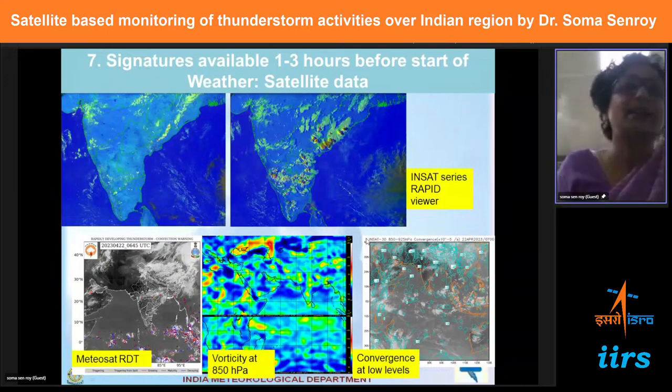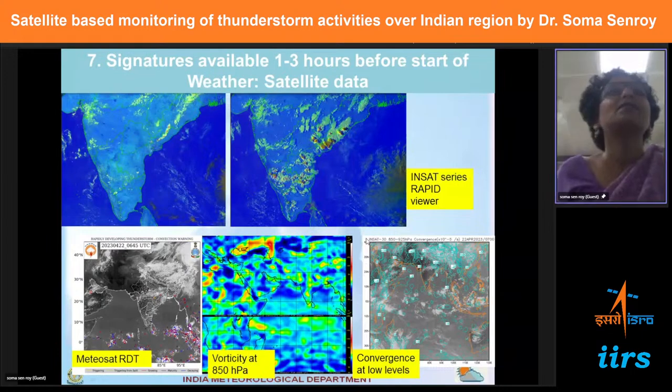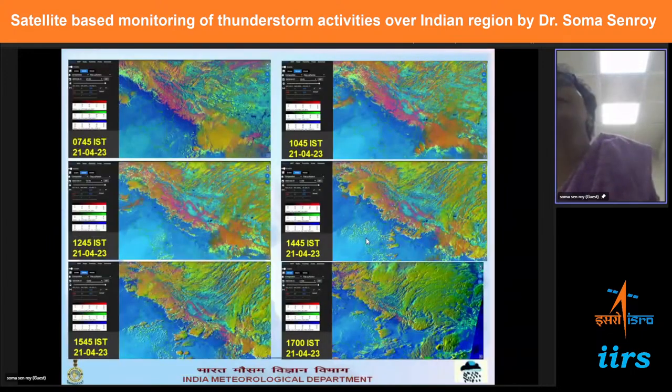Then Meteosat RDT. This is another product available to us for rapidly developing thunderstorms. It tells us whether we are able to locate the developing thunderstorms. Divergence, convergence, I talked to you about. Another thing I want to show you is another place where thunderstorm forecasting really benefits, which is over the hills.